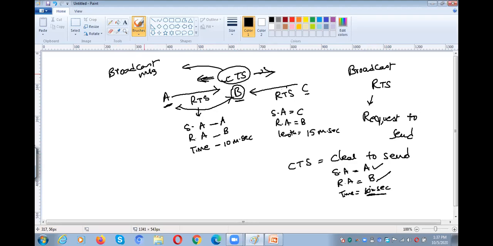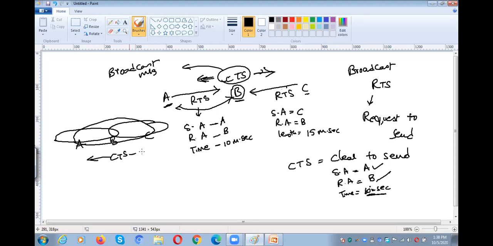So when it is a broadcast message, who is in B's transmission range? For example, A, B, C. A's transmission range is up to B, and C's transmission range is also up to B. But B's transmission range covers both A and C. So whatever replies are given back by B will be received by A and C.